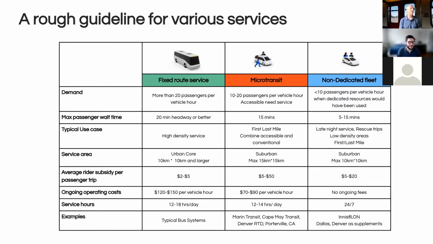Of course, what is important is that you see with the fixed route, people typically wait like 20 minutes max if you want to make it attractive. Microtransit 15 minutes, non-dedicated between 5 and 15 minutes. Typical use cases is highlighted here.